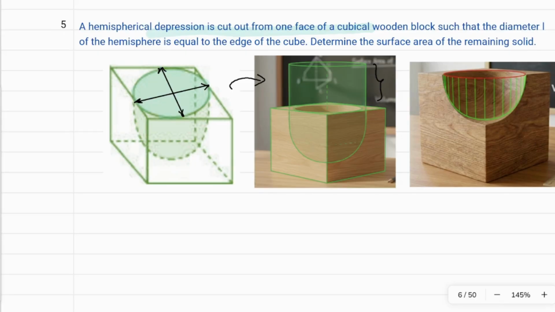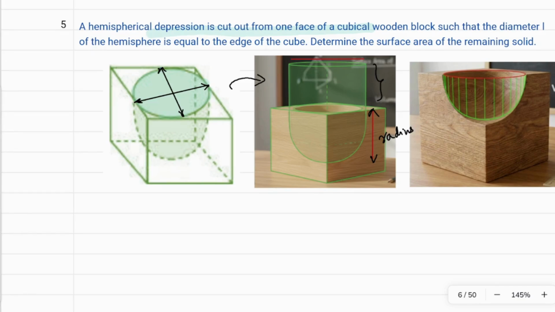Okay, so from here till here, this is the diameter. And this is the height of the hemisphere. This height of the hemisphere will be equal to what? It should be equal to the radius, right? Why? A hemisphere is half of a sphere, so this depth will be equal to the radius of the hemisphere.